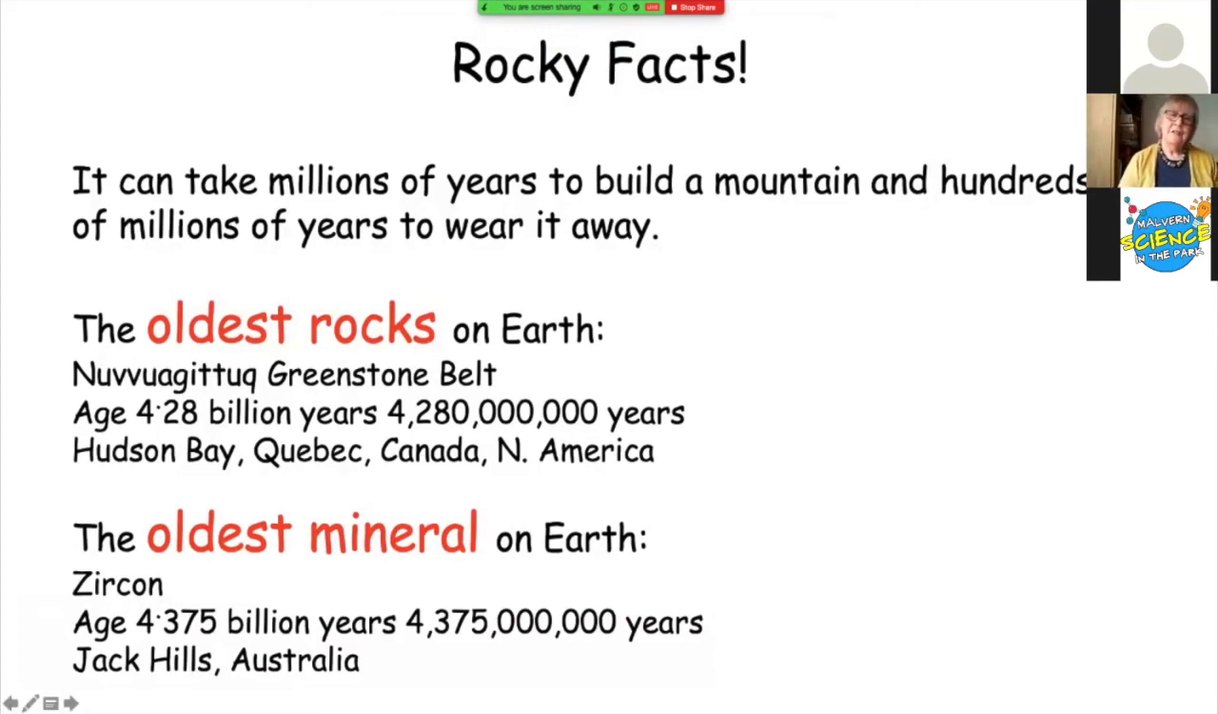And as you can see, they are exceedingly old. This is in Hudson Bay, Quebec, Canada. And what they are is a metamorphosed gabbro type material. And then the oldest mineral on Earth is a zircon, which comes from the Jack Hills in Australia. And a rather beautiful mineral as well, if I may add.